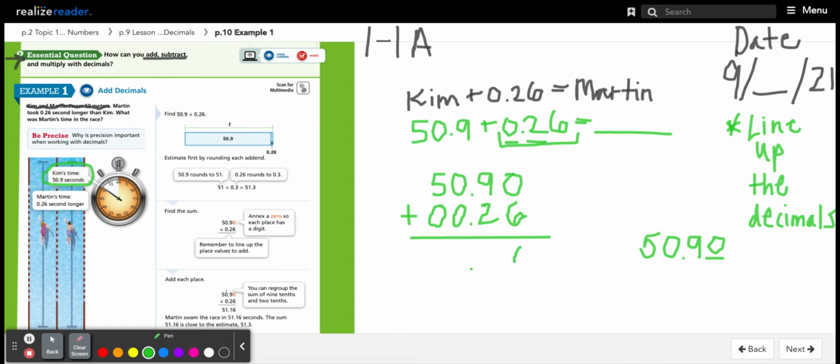0 plus 6 is 6. 9 plus 2 is 11. So I'm going to write down the 1 in the ones place in 11, carry the 1 from the tens. 1 plus 0 is 1. 5 plus 0 is 5. So my answer is 51.16 seconds. It took more than 51.16 seconds to swim the race.